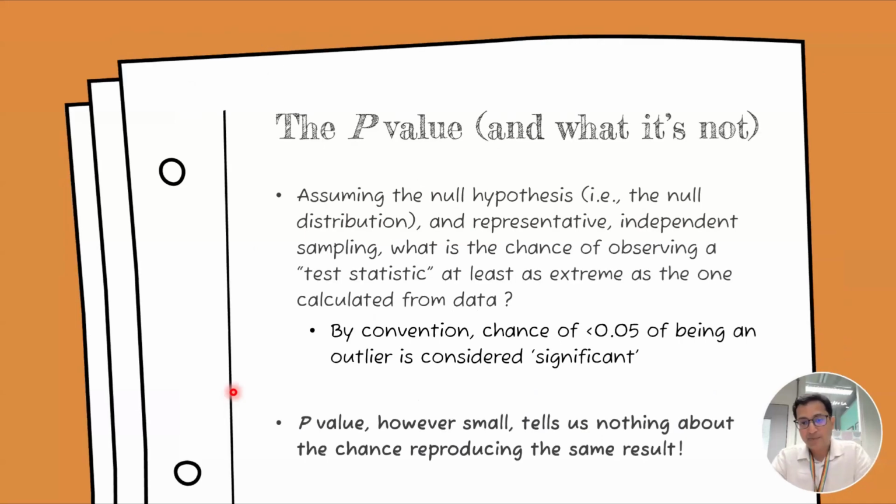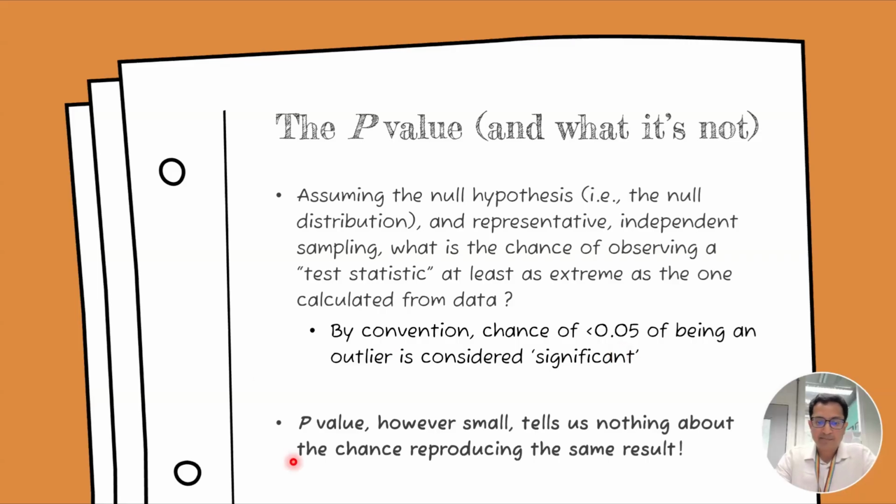So what is the p-value then, and what is it not? Basically, you assume a null hypothesis, and remember most tests, or all tests in fact, start with a null hypothesis. In a Student's t-test, in the simplest case, the null hypothesis is that the 2 group means are the same. So with that assumption, and with representative independent sampling, what is the chance of observing a test statistic at least as extreme as the one calculated from your data? By convention, if that chance is less than 0.05, we consider that as significant.